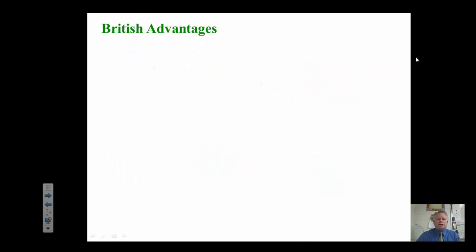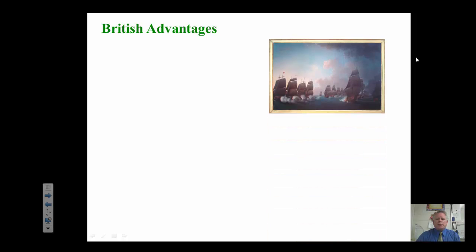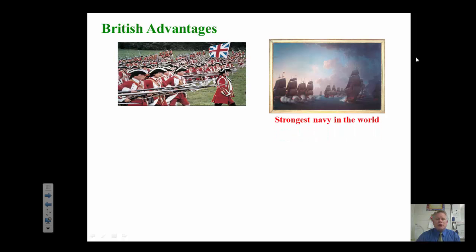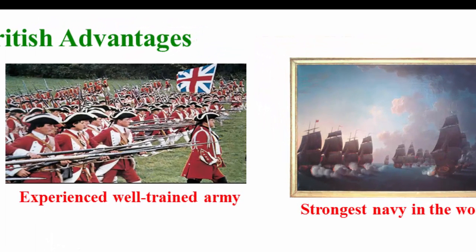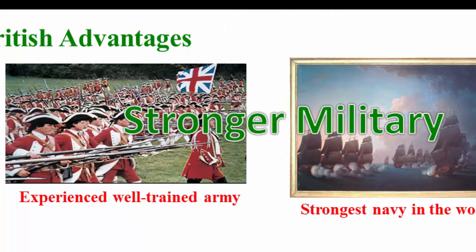British advantages. So the British, as you can see from this picture, had the strongest navy in the world. And they had an experienced, well-trained army, and probably the strongest army in the world as well. Together, these things are called military. If you talk about the Army, the Navy, the Air Force, Marines, if you group those into one lump sum, you're talking about the military. So the British, their first advantage was they had a stronger military.